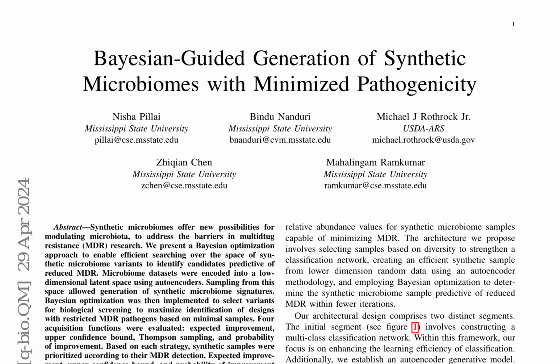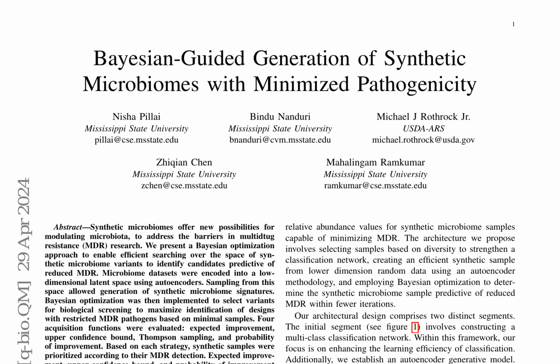In the second segment, synthetic microbiome samples are generated using a Gaussian distribution in the latent space, leveraging the decoder component of the autoencoder. A Bayesian optimization technique is then applied to select variants for biological screening, aiming to maximize the identification of designs with restricted MDR pathogens based on minimal samples.